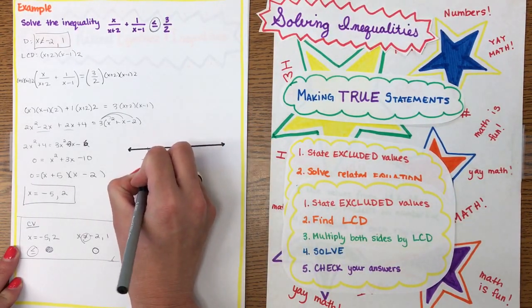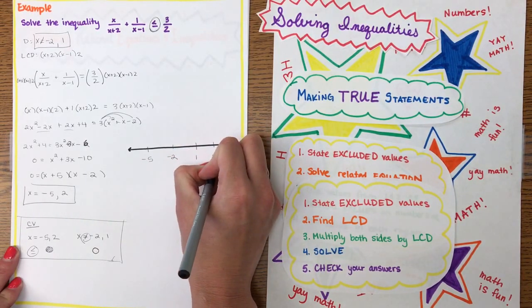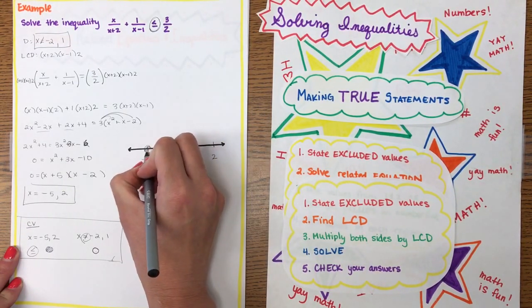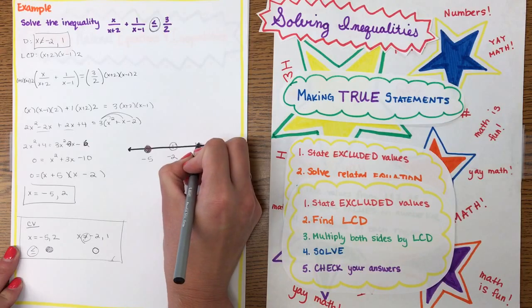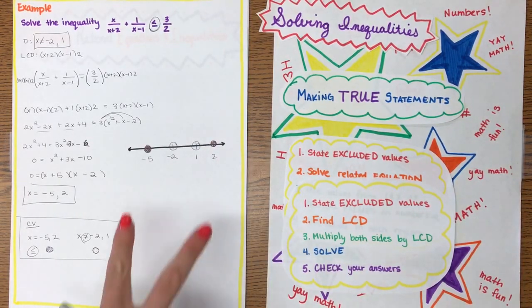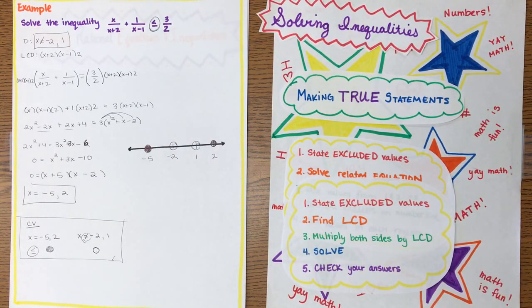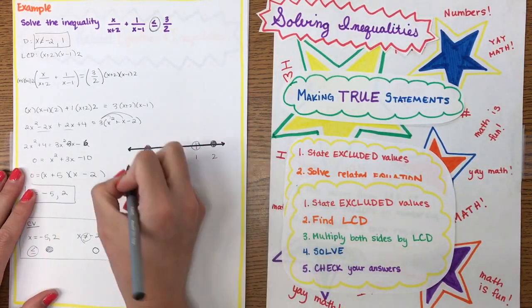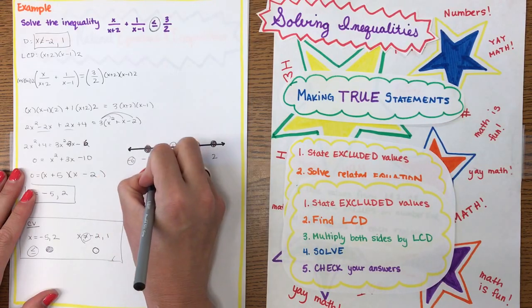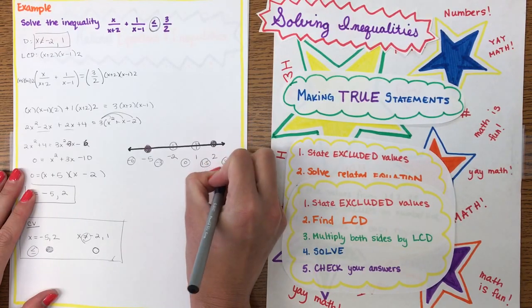Okay, so I've got -5, -2, 1, and 2. -5 and 2 are going to get shaded circles. -2 and 1 are going to get open circles. These come from my solutions. These come from domain restrictions. Now, I need to pick points in each of these different regions and test them on my calculator. So I'm going to go with maybe -6, -3, 0, 1.5, and 3.